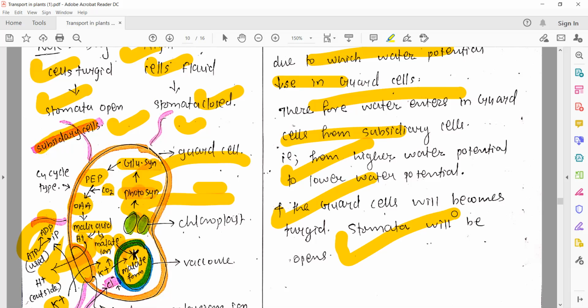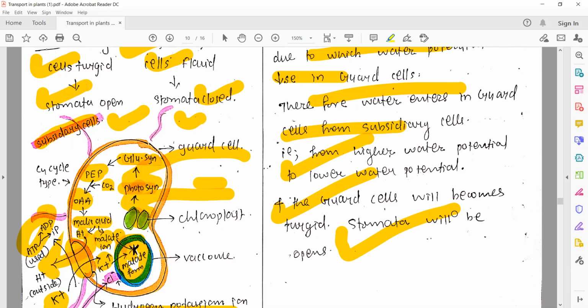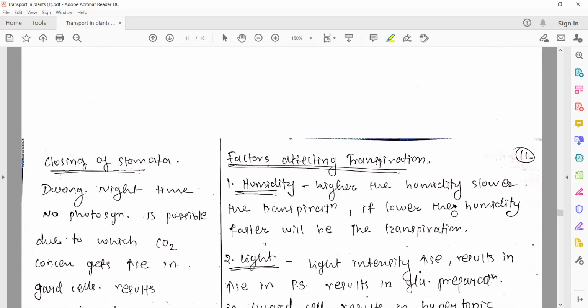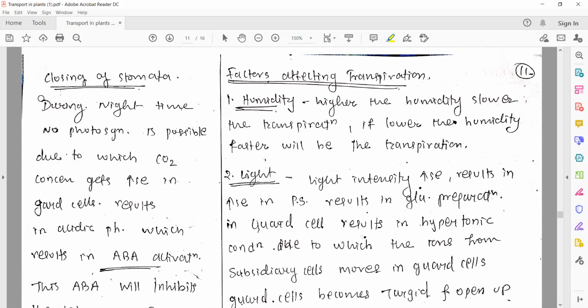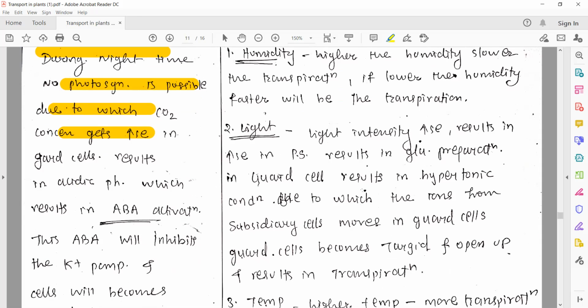If you don't understand this process very clearly, just move back again, try to listen, you will understand the concept very clearly. Now going further with respect to the closing of the stomata. During the night time, no photosynthesis is possible, because there is no light. So the carbon dioxide, which has to be fixed into the cycle, is not fixed, so its concentration is going to increase inside the guard cells.